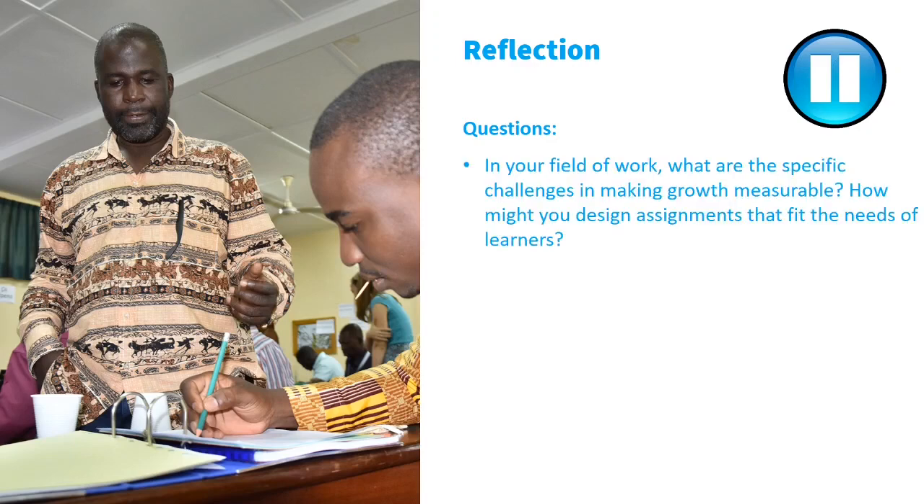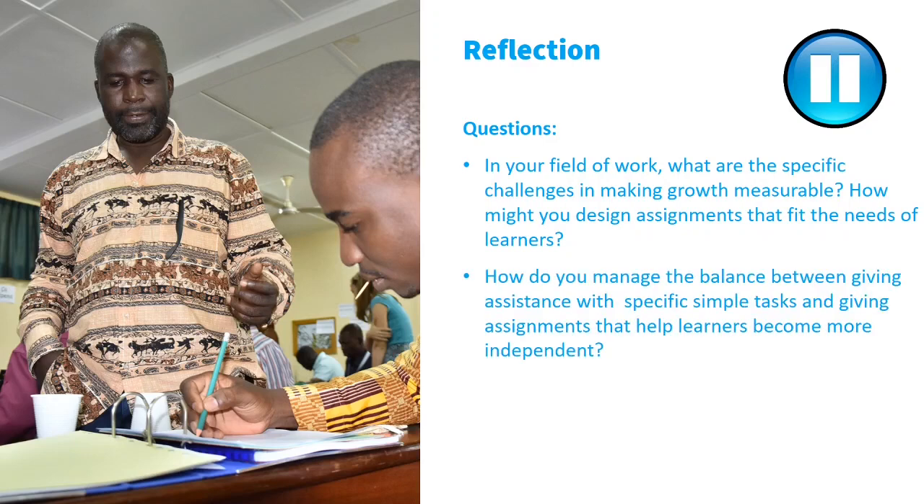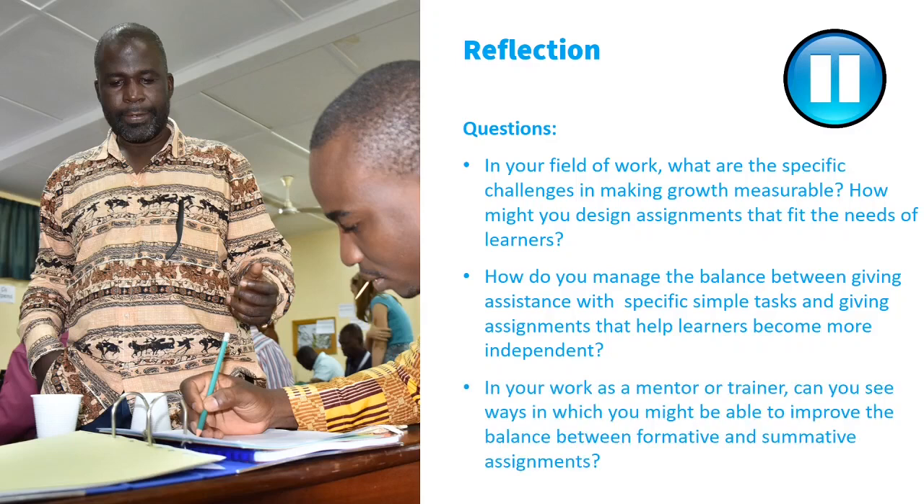In your field of work, what are the specific challenges in making growth measurable? How might you design assignments that fit the needs of learners? How do you manage the balance between giving assistance with specific simple tasks and giving assignments that help learners become more independent? In your work as a mentor or trainer, can you see ways in which you might be able to improve the balance between formative and summative assignments?